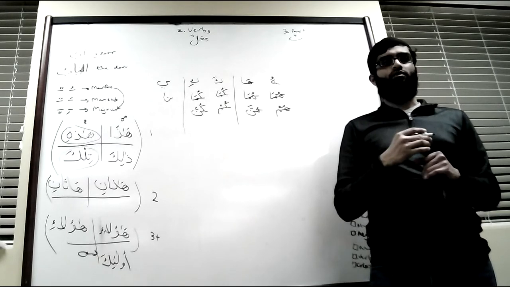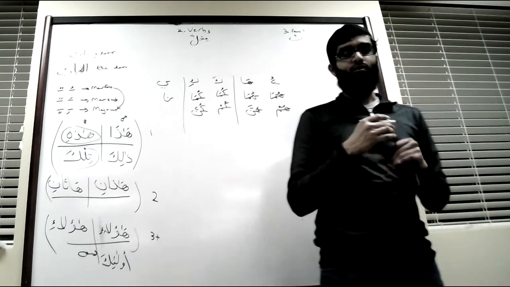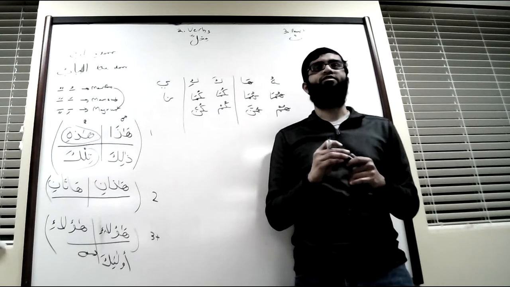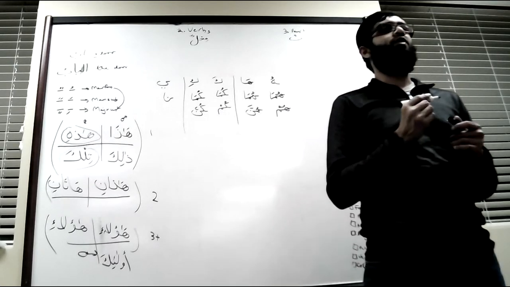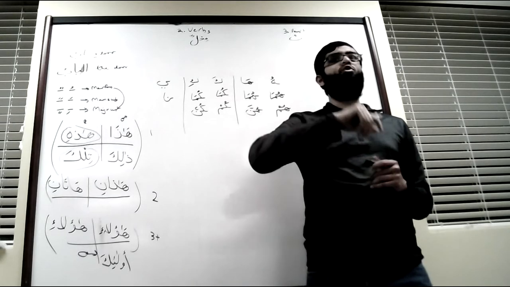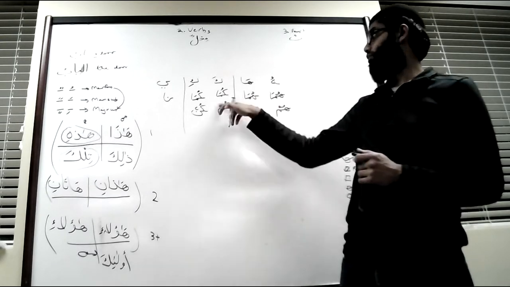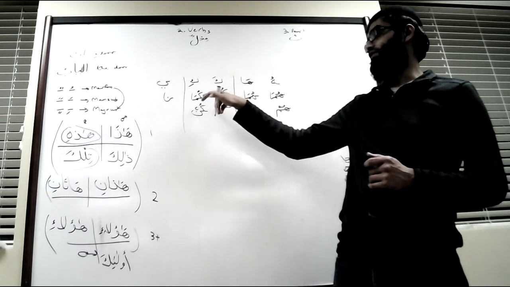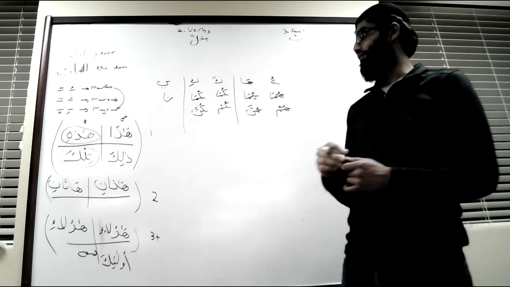Okay, how do you say "two of yours is knife"? We haven't used that one word. We've learned it, but we haven't used it. How do you say knife? Sakin. Okay, so how do you say "two of yours is knife"? Sakinu kuma, right? And it doesn't matter if it's male or female, right?